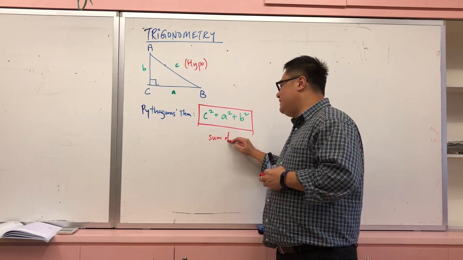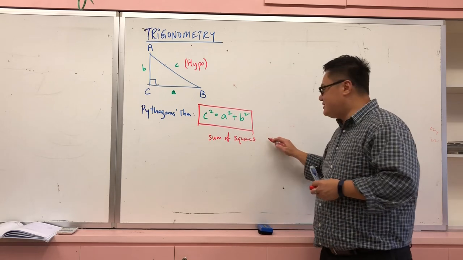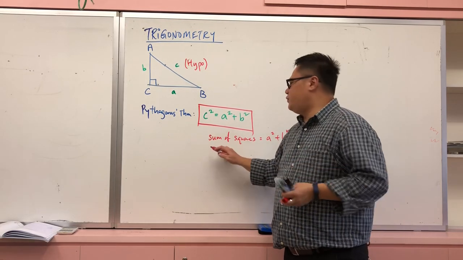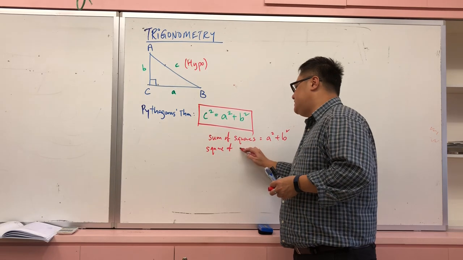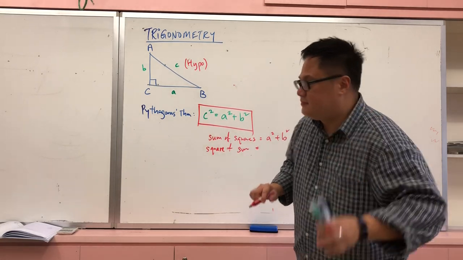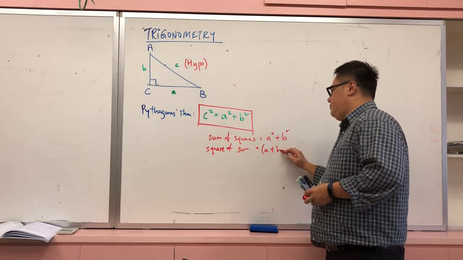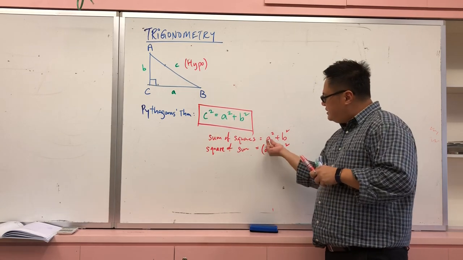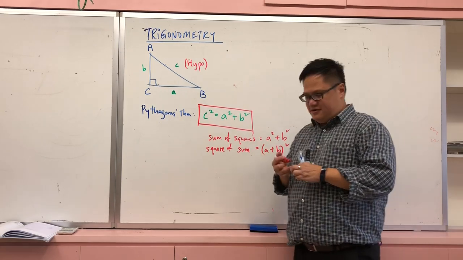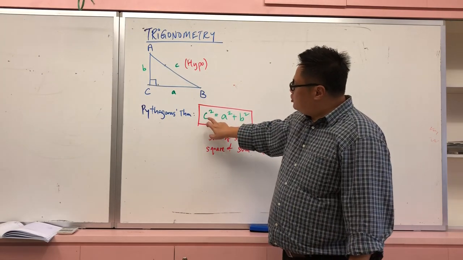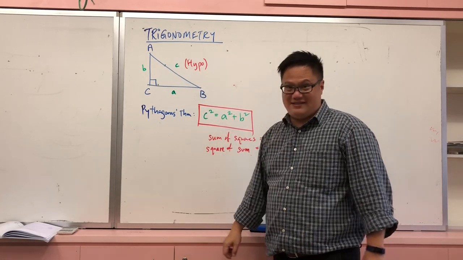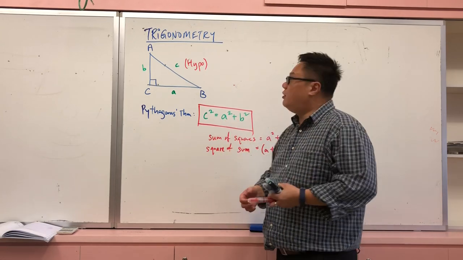Sum of squares, please learn this phrase. Sum of squares means a squared plus b squared. In lower secondary, your teacher probably mentioned this phrase also: square of sum. Have you heard it before? Shana, what is the square of sum? Square of sum means (a plus b) squared. You must know the difference. Sum of squares means a squared plus b squared. Square of sum means (a plus b) squared. So the Pythagoras theorem states that the square of the hypotenuse is equal to the sum of squares of the other two sides. Does that help you recall it?